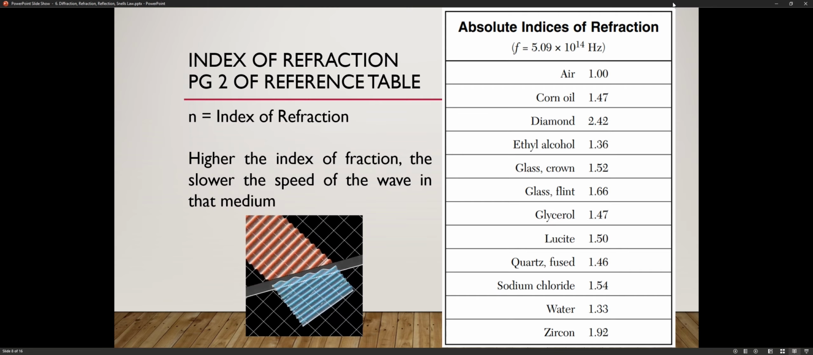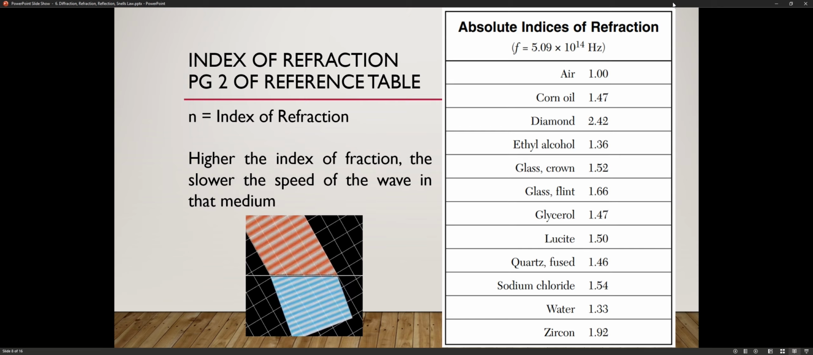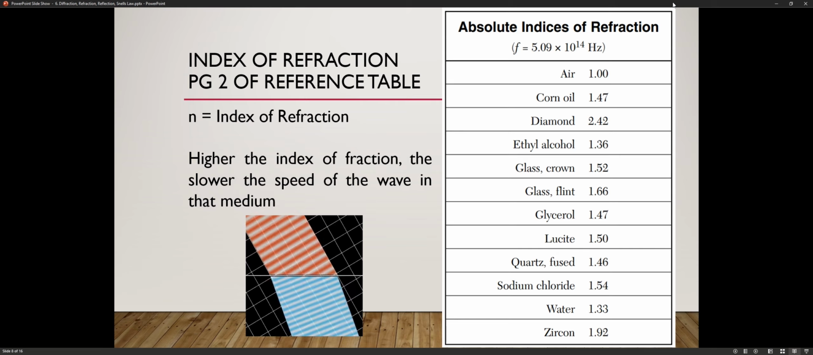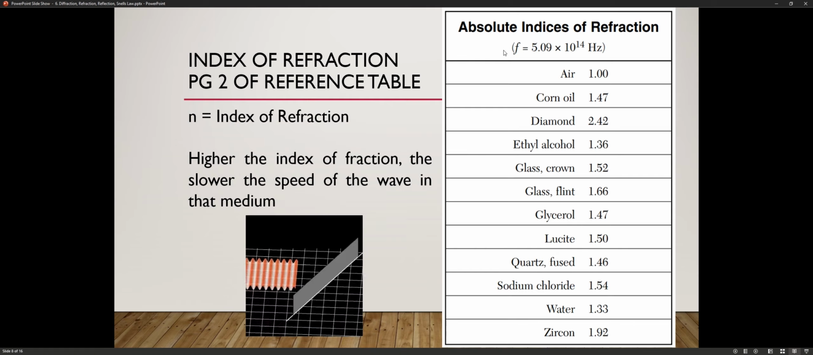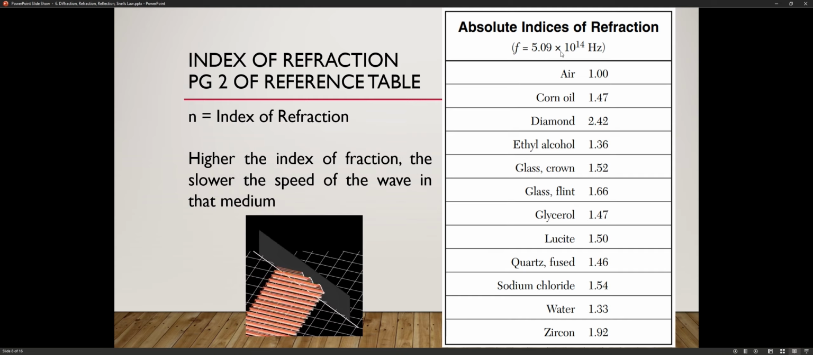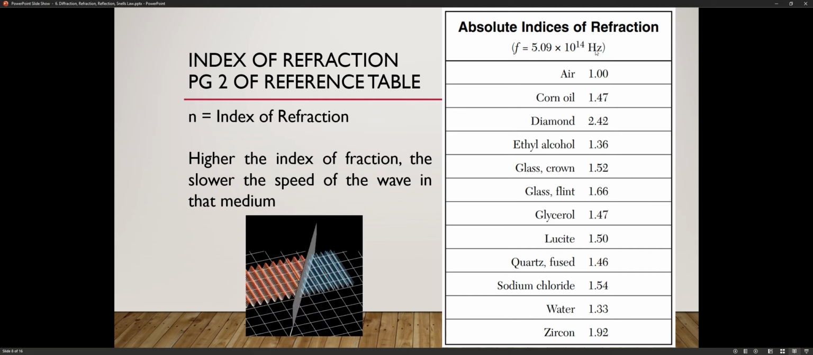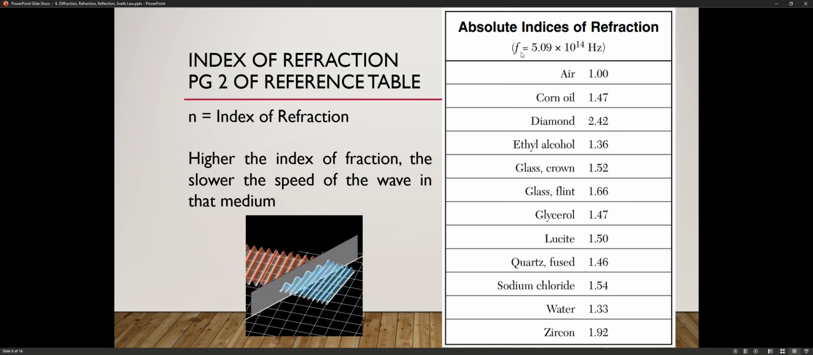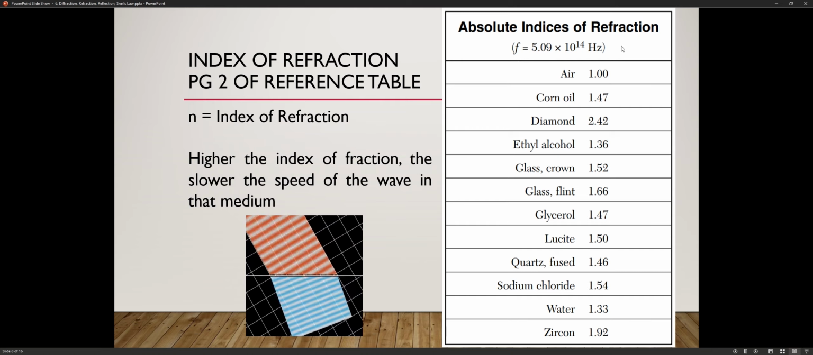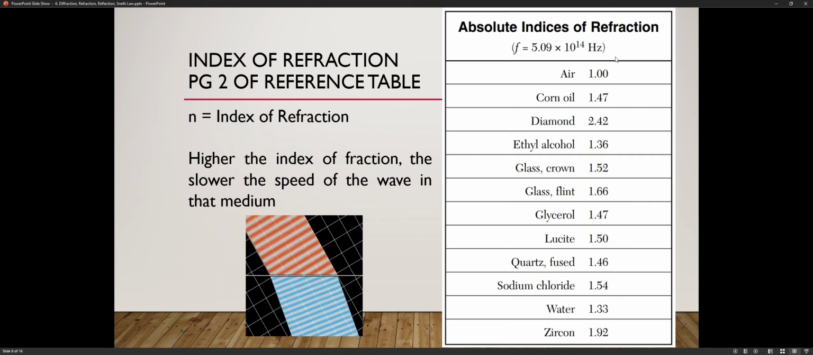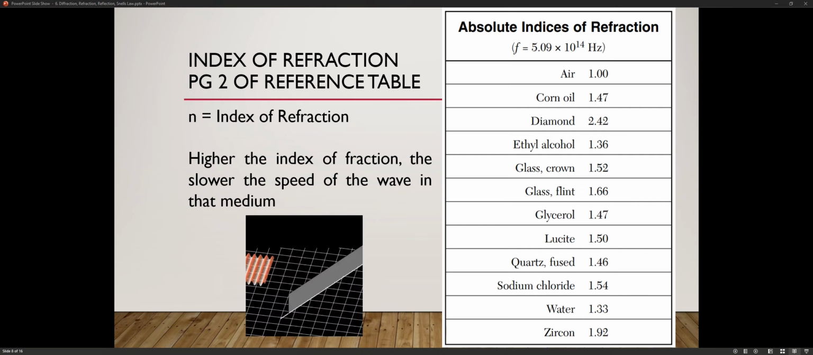So now let's talk about the index of refraction. On the second page of your reference table, there should be a table called absolute indices of refraction. And so it says the frequency at 5.09 times 10 to the 14 hertz. You'll realize by looking at the electromagnetic spectrum just above that table that this is the frequency for light in between green and yellow. So maybe green or yellow light. This is for green and yellow light.